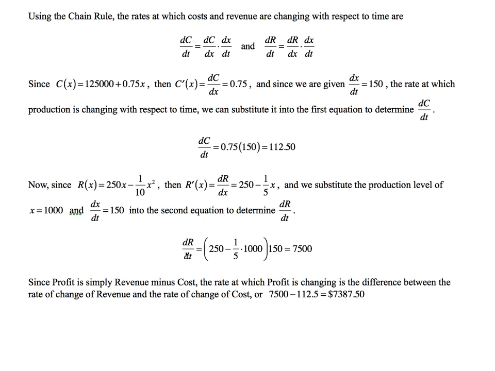So that's dR/dt, and we already have dC/dt, and so the rate at which profit is changing is just the difference between the rate of change of revenue and the rate of change of cost. So 7,500 minus 112.5, so that's $7,387.50 per week is the rate at which profit is changing.